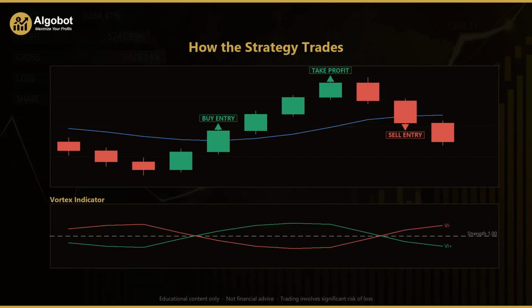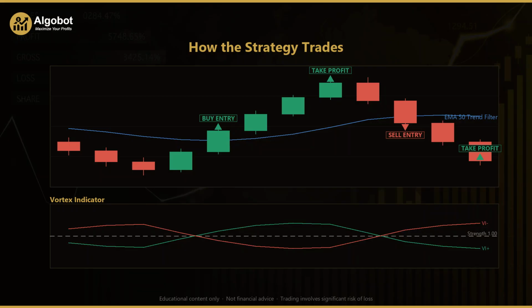For this short, the bracket is mirrored. The stop loss sits above the entry at 2 times ATR, and the take profit sits below at 3 times ATR. Follow the candles down. VI- stays dominant above VI+, price stays under the moving average, and the red candles push lower until price reaches the take profit target and the short is closed in this illustration.